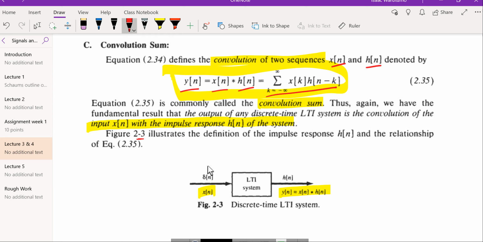So if you have your unit impulse signal delta of n going through the LTI system, the output will be the impulse response described by h of n. But if you have an arbitrary signal x of n going through the same LTI system, the output will be the convolution sum, which is the arbitrary input x of n convolved with h of n as the impulse response of the system.